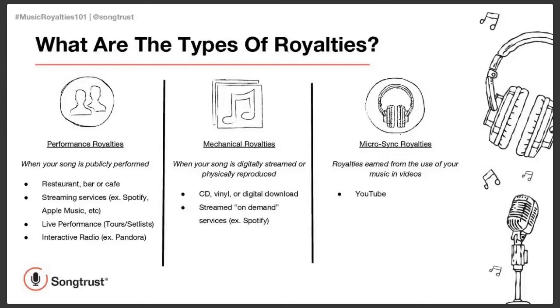Lastly, which will be the focus of our session today, we have the microsync royalties. Microsync royalties refer to royalties from the use of your music in videos, such as YouTube videos. But microsync is more of a right type, like a license, rather than a royalty type. Microsync uses can generate both performance and mechanical royalties, just like streams. And the royalties that are generated from these microsync uses are called microsync royalties.